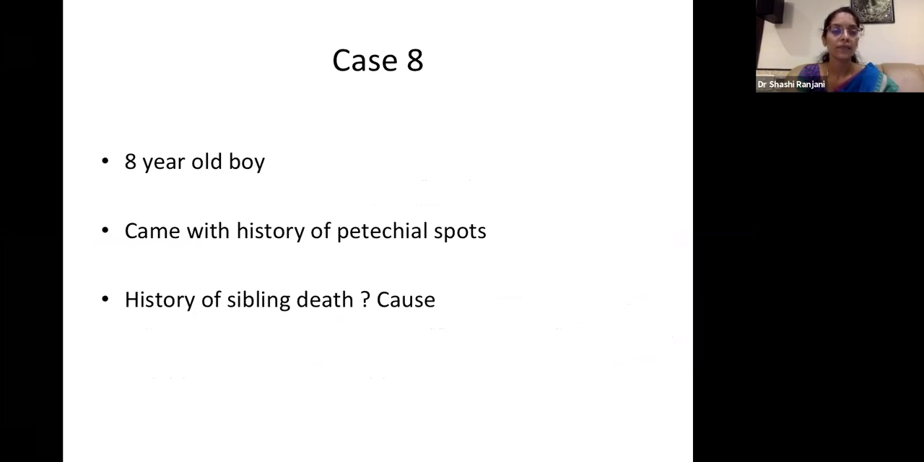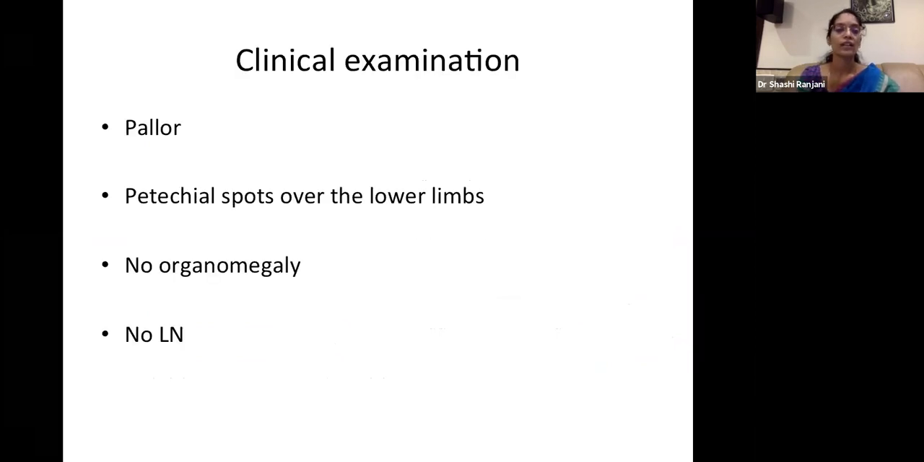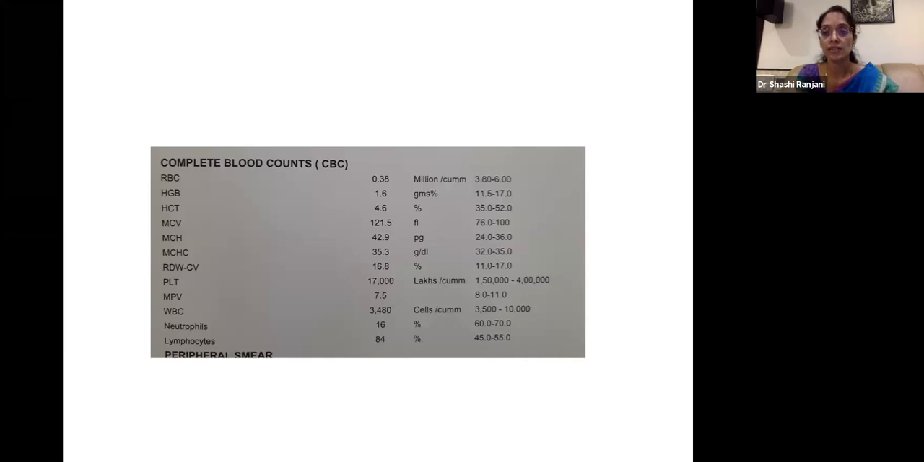So the next case, here's an 8-year-old boy who came with a history of petechial spots, and there was a history of sibling death. The parents couldn't explain the cause of the death. On examination, he was pale, he had petechial spots over the lower limbs, he had no organomegaly, and he had no lymphadenopathy. You can see the investigations: the hemoglobin is actually 1.6, which is so low. And as you can see, the MCV is 121.5, which is much higher than the normal limits. And the platelets are also low, and the total count is also low.